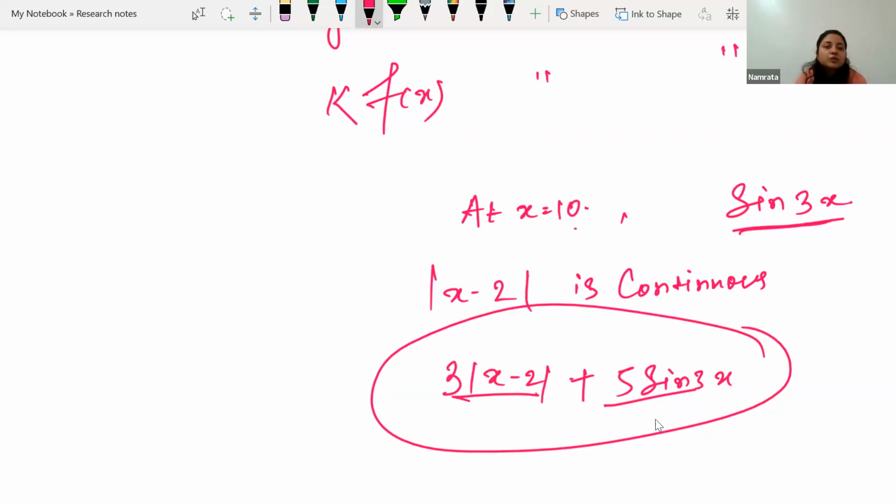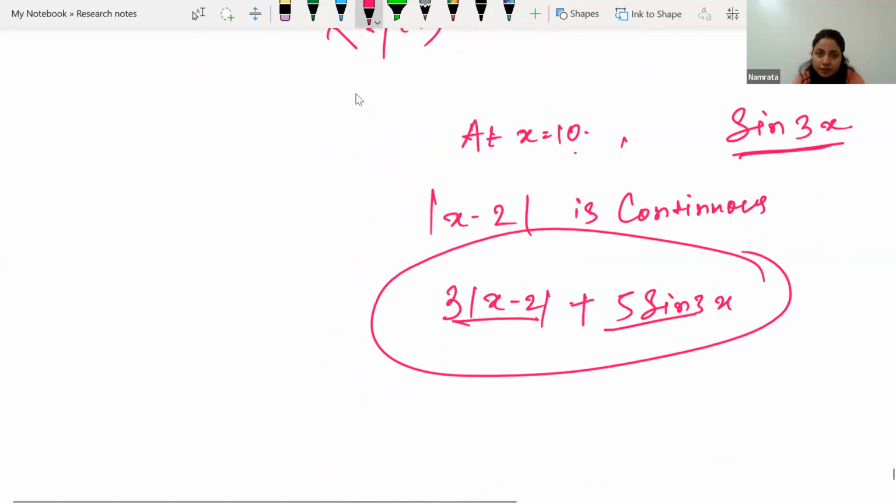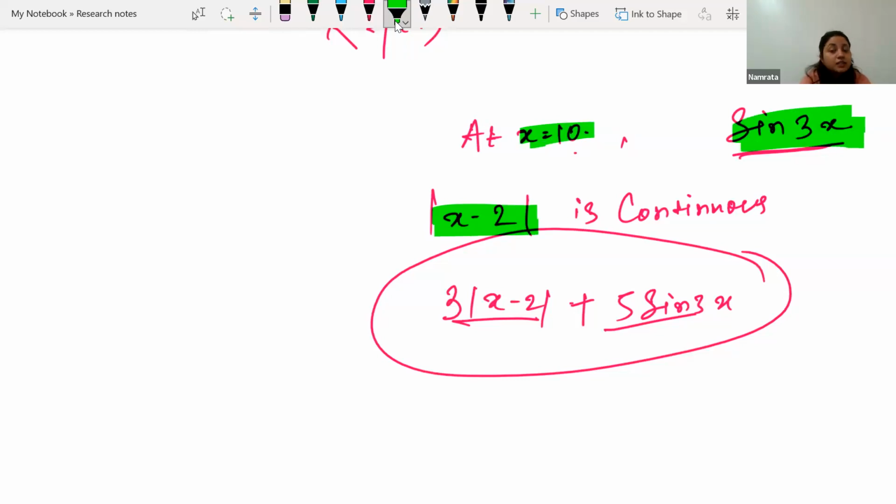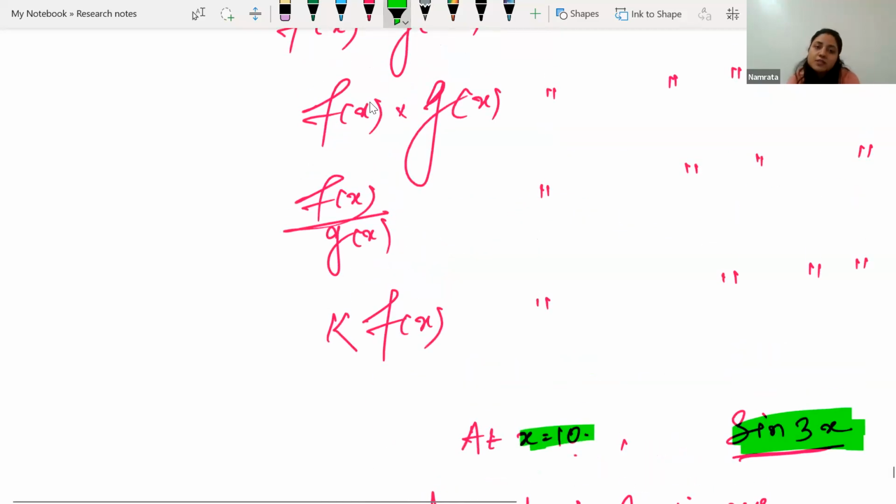So what we are doing is just using the property. At first we know that this is continuous at x equals 10, and this is continuous at x equals 10. Hence, added together, they will be continuous at x equals 10. Here you can see I have multiplied with 3 over here and 5 over there. So we are just multiplying with a scalar, which is the last property, which says that even if we multiply with a scalar, it will still be continuous at the given point.